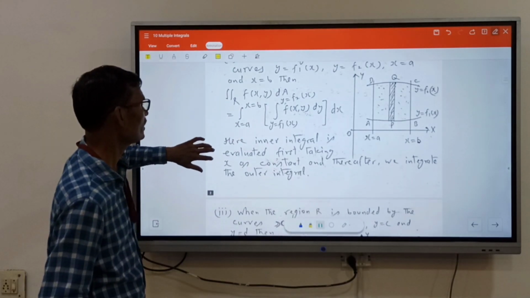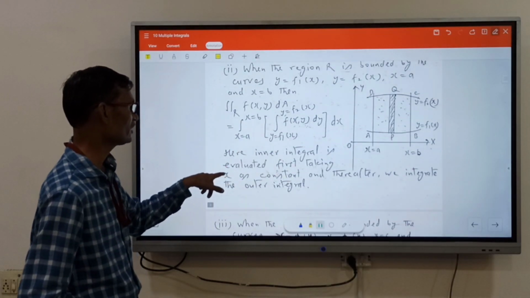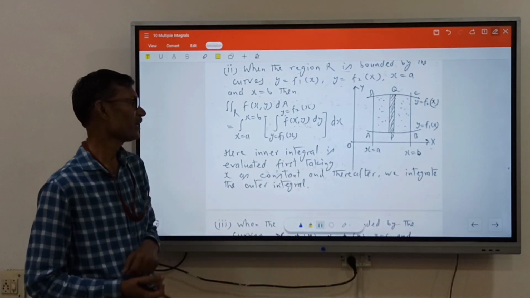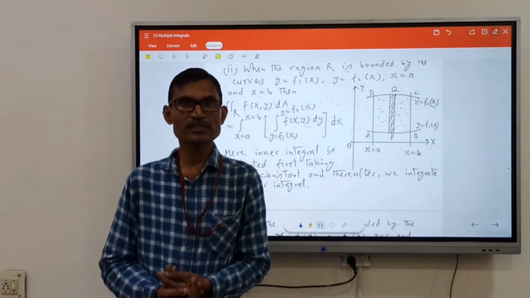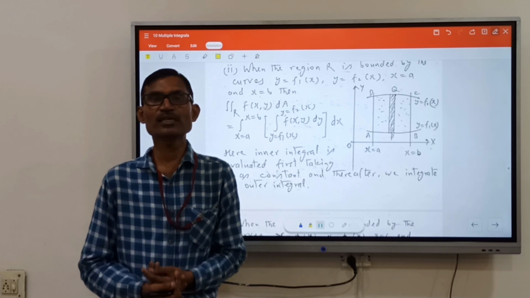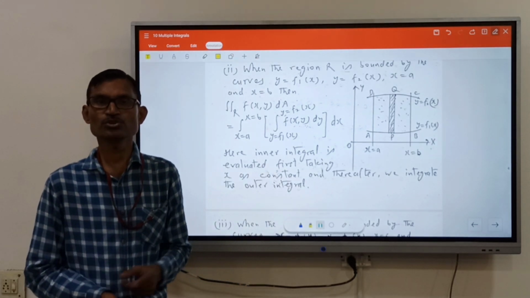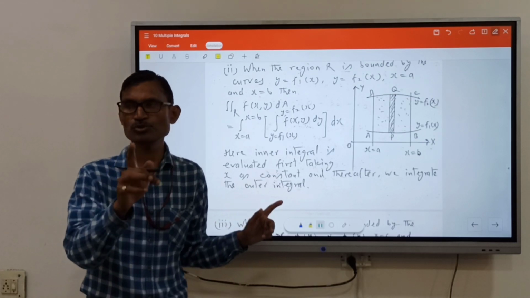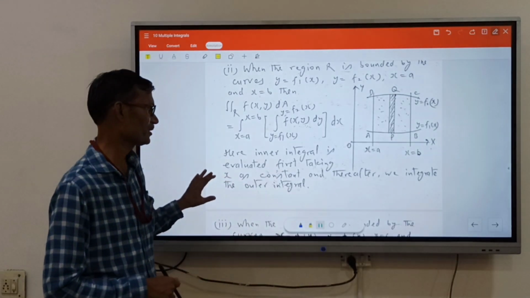Here the inner integral is also written, that is evaluated first, taking x as the constant, because as you know I have already explained that we are using the partial integration. So whenever we integrate with respect to y, we have to choose x as a constant.